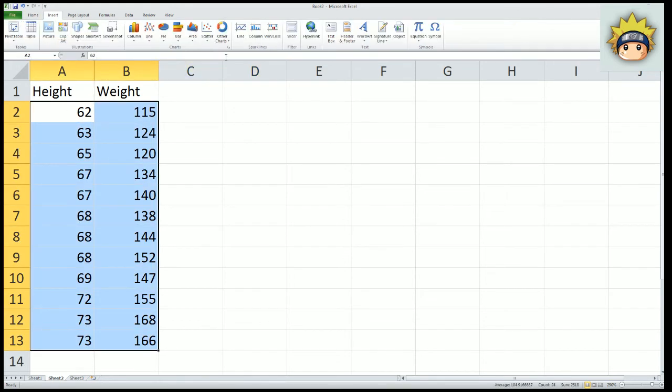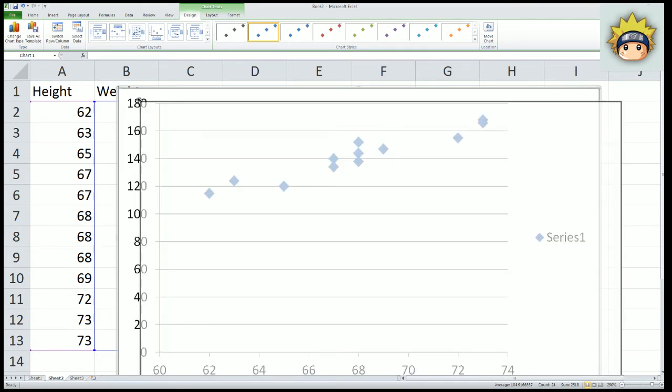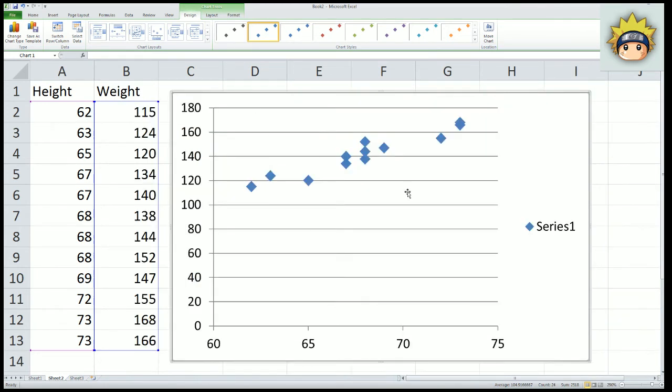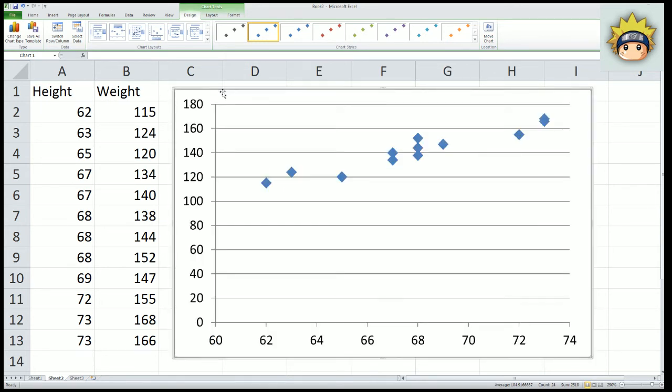And I insert, and the type of graph I want is a scatter. So I hit scatter. Boom, here it goes. I delete that. There you go. That is as simple as you get to make a scatter plot. If you want to see it again, just rewind the video and watch it again.